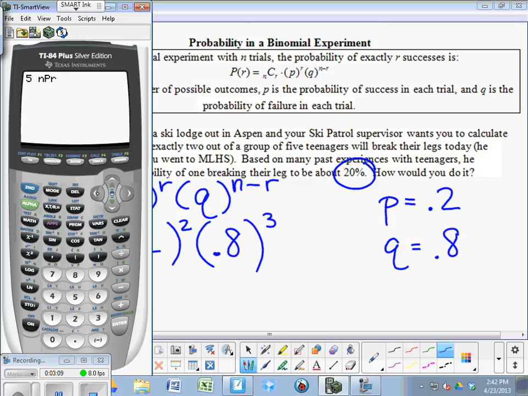Sorry, I did the wrong one. And nCr. We're going to choose 2 of them to break their legs. 0.2 to the second, 0.8 to the third. I just put the parentheses around P and Q. It all works out perfectly. You don't even need any multiplication signs. Boom. The probability that 2 out of the 5 will have this accident is 0.2048.